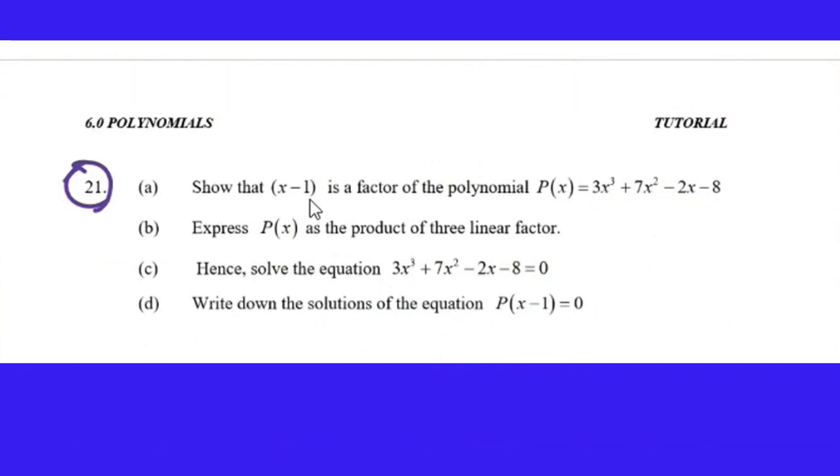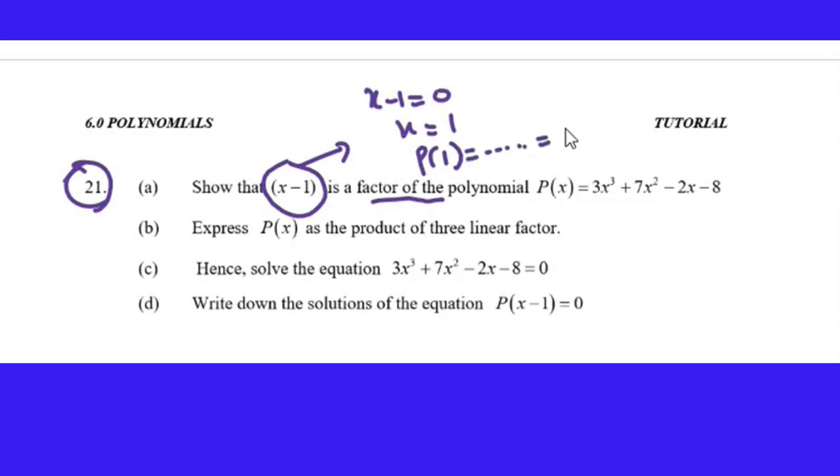Show that x minus 1 is a factor of the polynomial. Factor: substitute x minus 1 equal to 0, x equal to 1, or substitute p of 1, show that it is equal to 0, and conclude that x minus 1 is a factor of the polynomial. Number B: express P(x) as a product of three linear factors. Means you need to factorize completely.